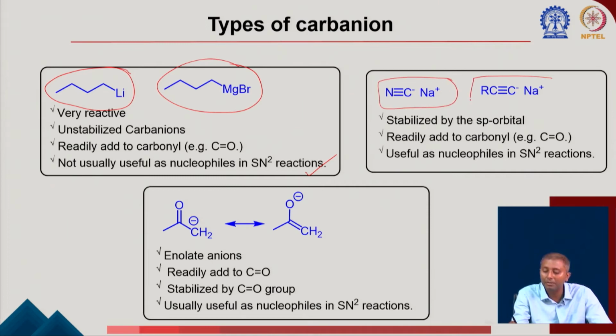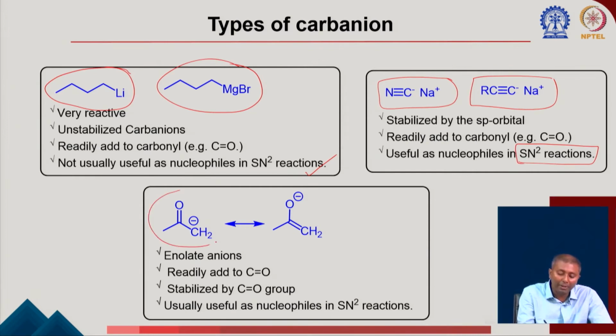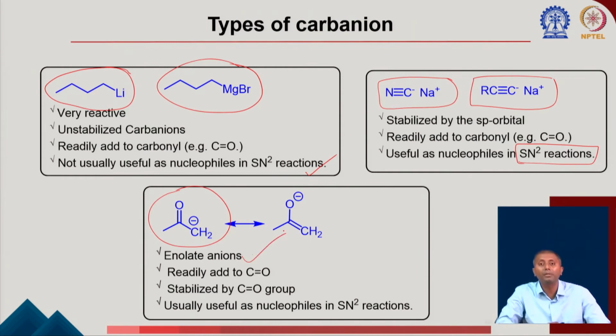Then I am going to talk about some stabilized carbanions, like this one, which is a carbanion on an sp carbon. As I said, because of the higher electronegativity of the sp carbon, it stabilizes that carbanion, and it can readily add to a carbonyl group and other functional groups, and it can also participate in an SN2 reaction. The other one is very well known: the enolate anions. Enolate anions are stabilized through carbonyl group resonance, and they can readily add to carbonyl groups and participate in various chemical transformations, and of course go for SN2 reactions as well.